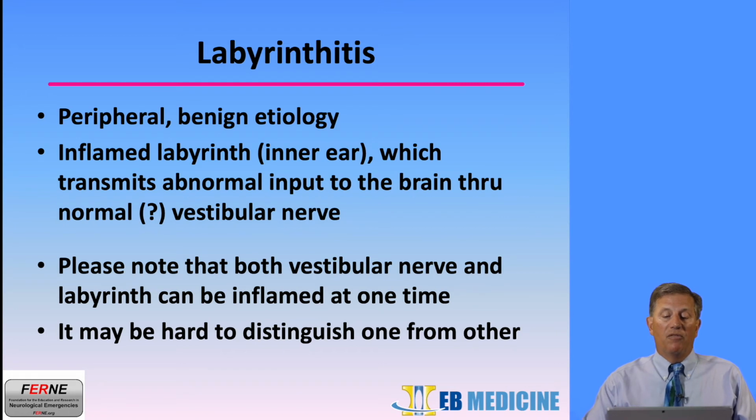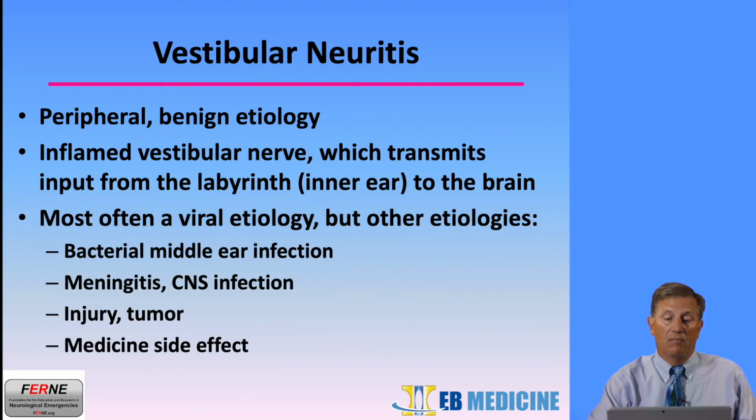Please note that both vestibular nerve and labyrinth abnormalities or inflammation can occur at the same time. And therefore, it's hard really to distinguish one from the other, whether it's neuritis or labyrinthitis. So what about vestibular neuritis? Same thing, peripheral benign etiology.